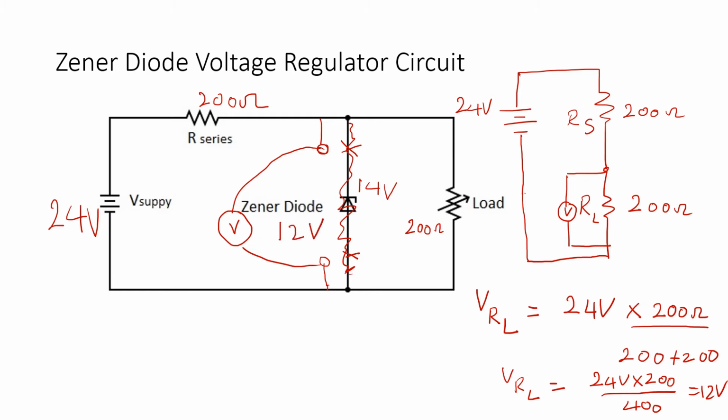Immediately you can see that 12 volts is lower than 14 volts. So in this case, under a 200 ohm load, this circuit will not provide voltage regulation. So let's do a quick calculation now for a different load. Let's increase the load now to 500 ohms. So we're going to calculate.